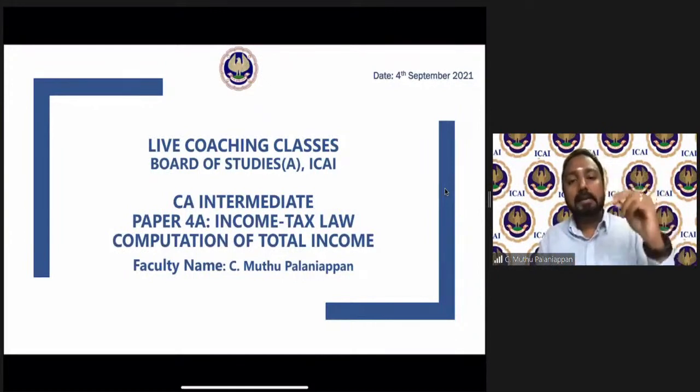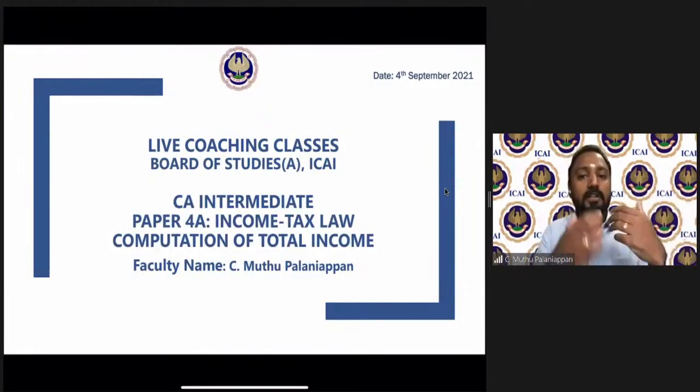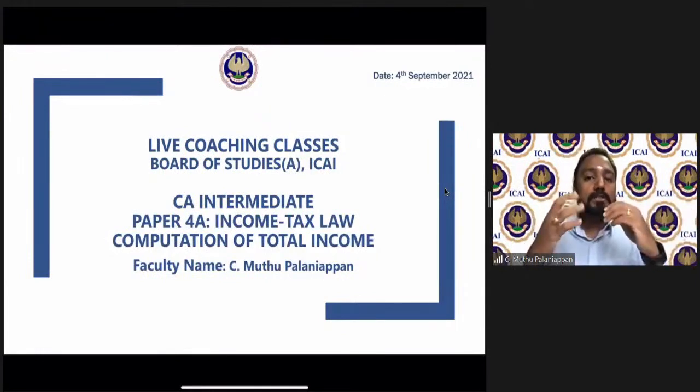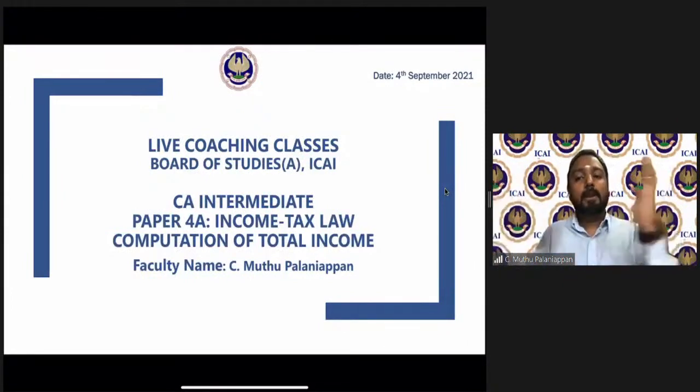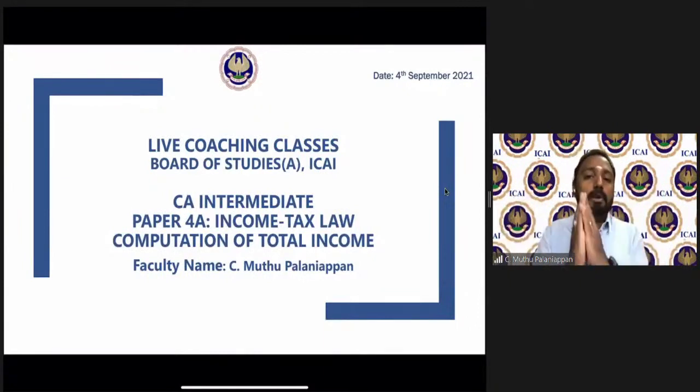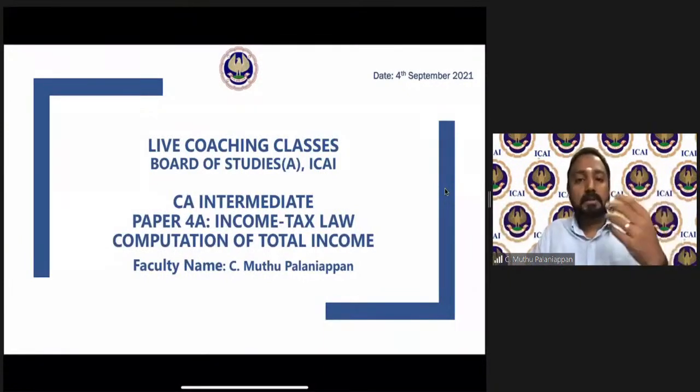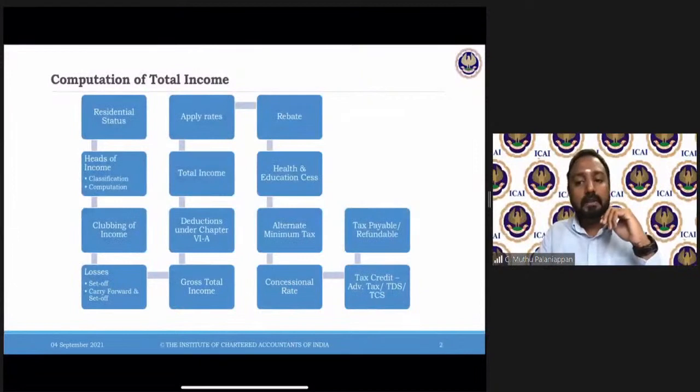Basically, in the earlier classes, you have covered advanced tax, TDS, TCS, and details of return filing. What are the sections that are used for filing a return of income? All this has been covered in the earlier classes. So now we are going to combine all. Whatever you have learned over the months, heads of income, exempt income, clubbing, set off and carry forward, advanced tax, TDS, TCS, return filing, all these chapters, we're going to combine and see how you actually compute the total income and calculate the tax liability.